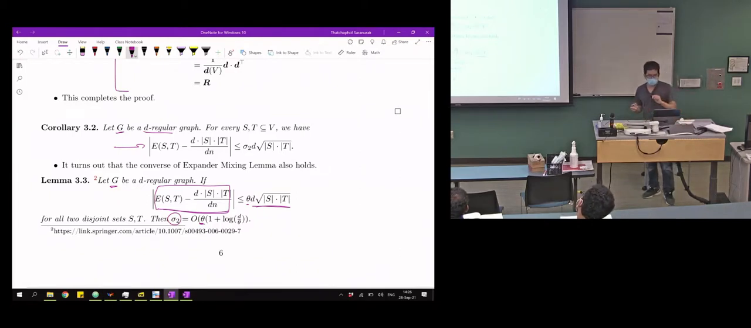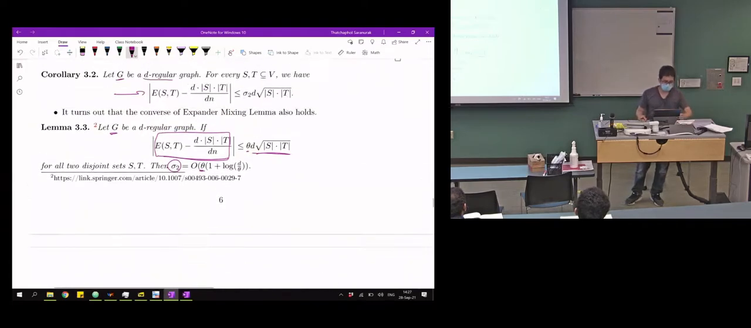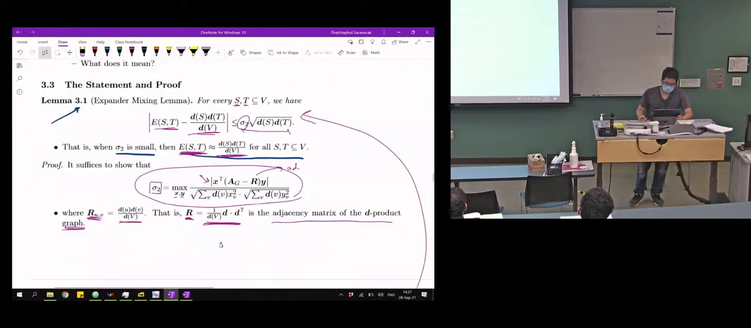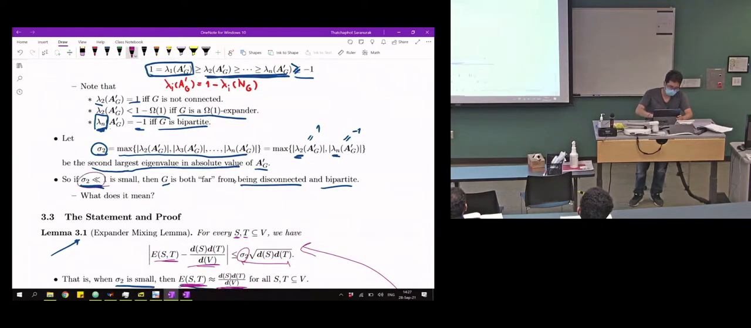So sigma 2 really measures how close it is when you look at two sets, and how the weight of the edges between these two sets behaves like a product graph. That's what sigma 2 is about. So I was saying that when sigma 2 is small, it's kind of far from being disconnected and far from bipartite, but that's too vague. What it means is this thing. That's the meaning of sigma 2.